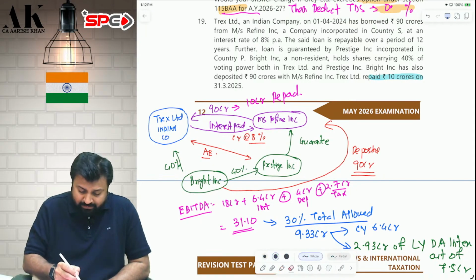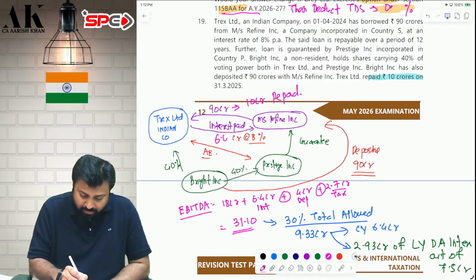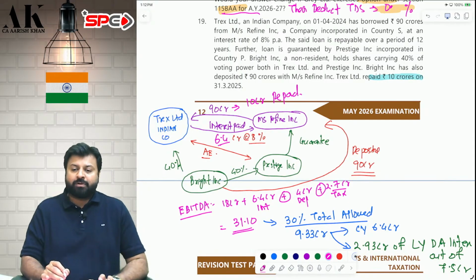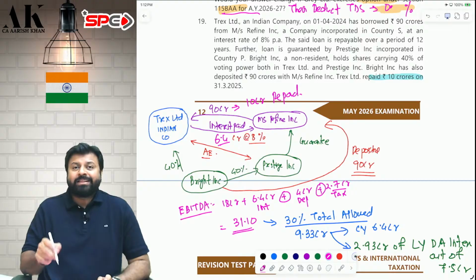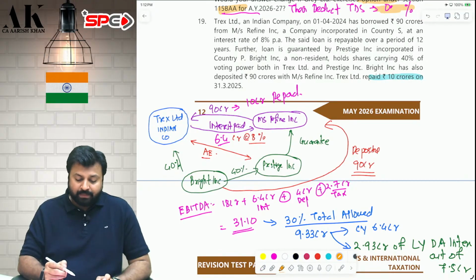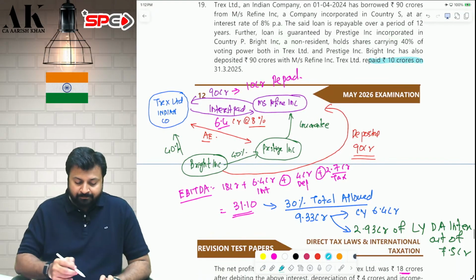I have to write down here, what do I have to write down here? 6.4 crore. That is not 7.2 crore. That is 6.4 crore. Now, to explain this entire question, I have put this example. Try to understand this example first of all.